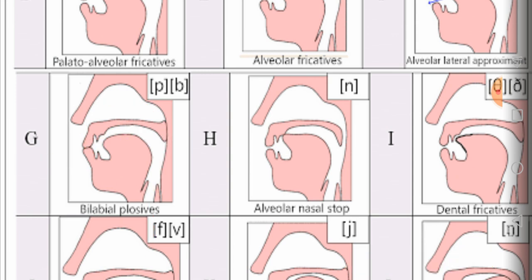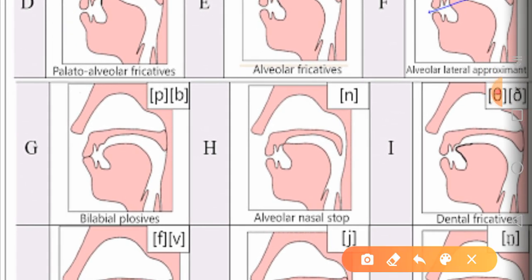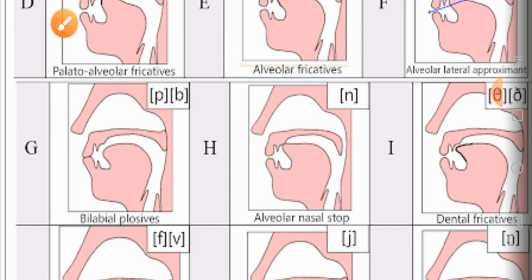So such type of articulation is known as plosive or stop, for these two sounds, pa and ba. So they are bilabial consonants. Bilabial means two lips come together. Bilabials mean two lips together. Okay. And now let's go to some other sound.